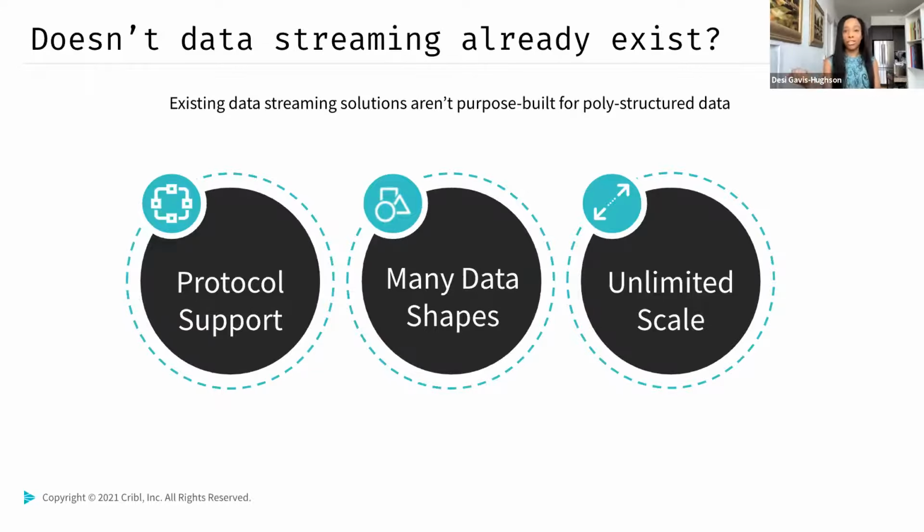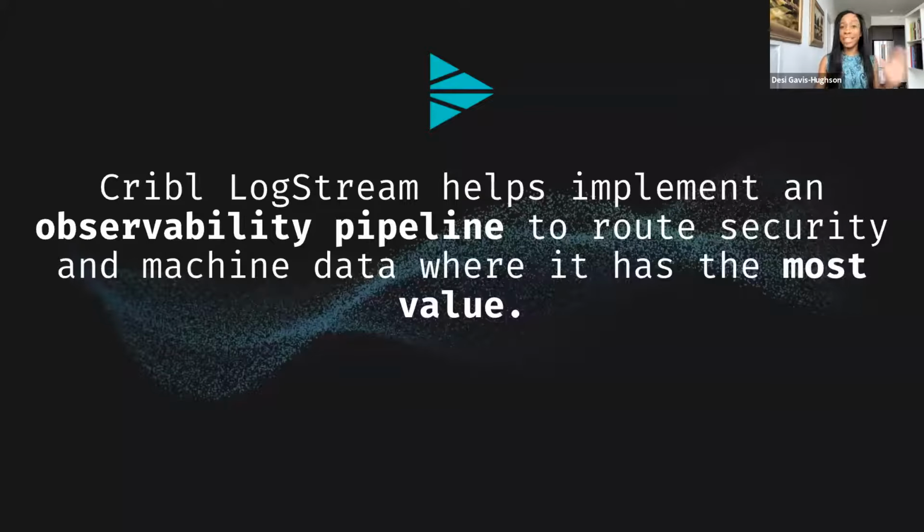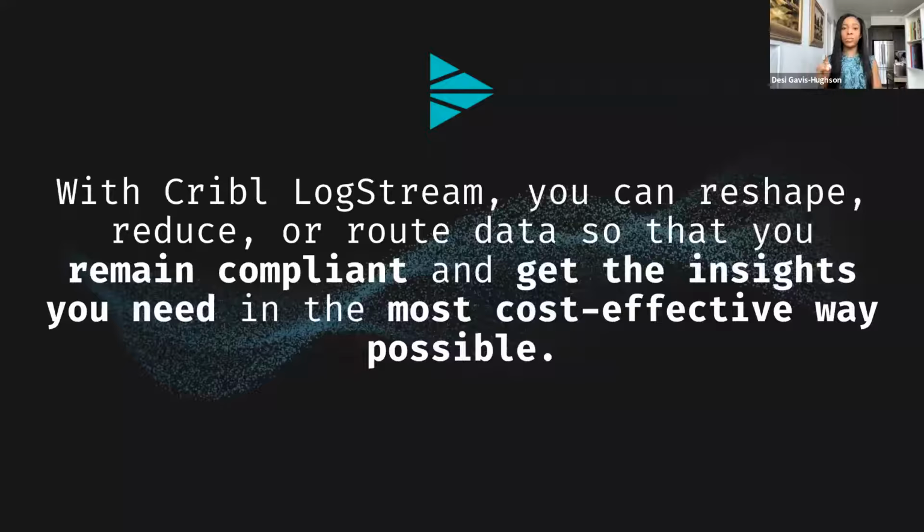You probably also come across streaming solutions that just can't scale with your business requirements. Well, Cribl Logstream can. We've tested it at over 20 petabytes of data a day. So if you remember nothing else I've said today, remember this: Cribl Logstream is an observability pipeline to route security and machine data where it has the most value. We help slash costs, improve performance, get the right data where it's needed in the formats required. With Cribl Logstream, you can reshape, reduce, or route data so that you remain compliant and get the insights you need in the most cost-effective way possible.